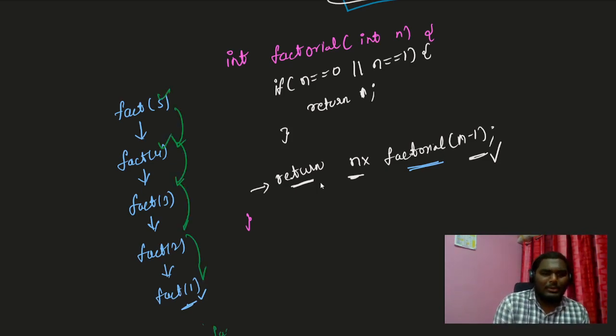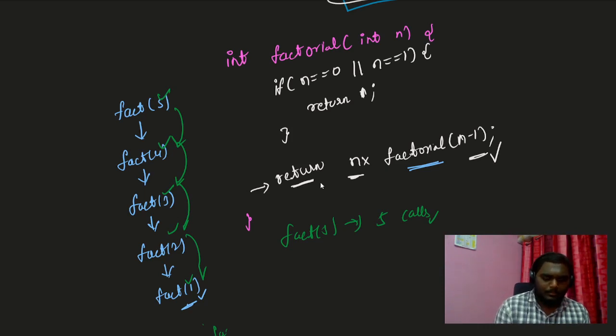Yes, 1, 2, 3, 4, 5. Okay, it's 5 calls. So finding a factorial of 4 involves 5 function calls. Simply put, if you are given n equal to 10, how many calls will you require?